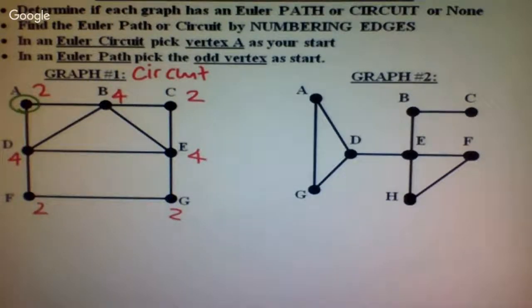What direction would you like to go first? Down. Down to D. When we leave D, where are we going? Down to F. Over to the right to G. Up to E. Up to C. Left to B. Down to the right. 8, 9, and 10.